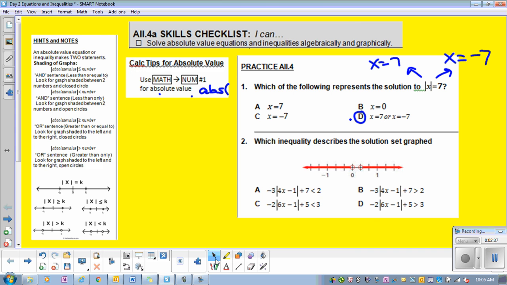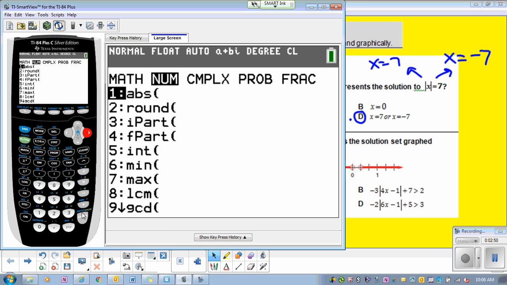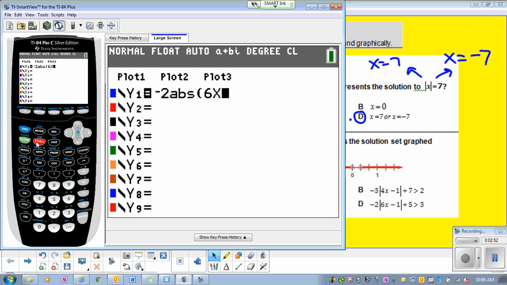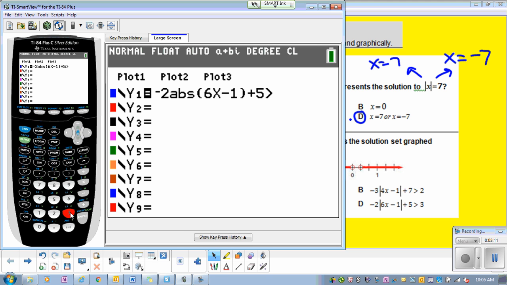Ready? You're going to go to your calculator. You're going to put in choice D: negative 2, absolute value, math, number, abs, 6x minus 1, plus 5, greater than 3. Greater than is second math, and then you see greater than, and put in 3.